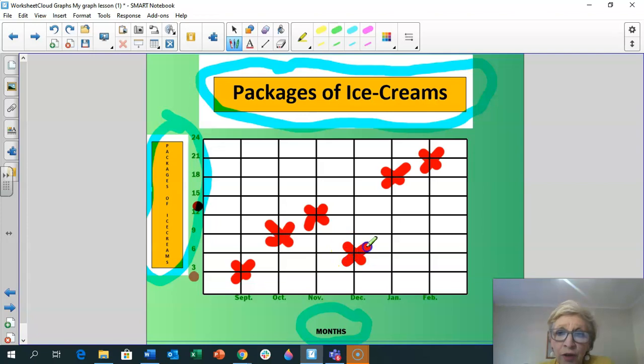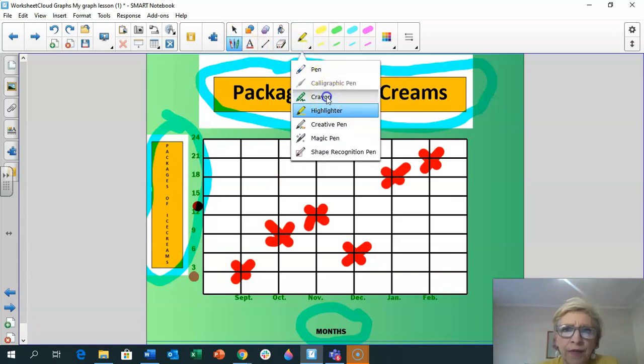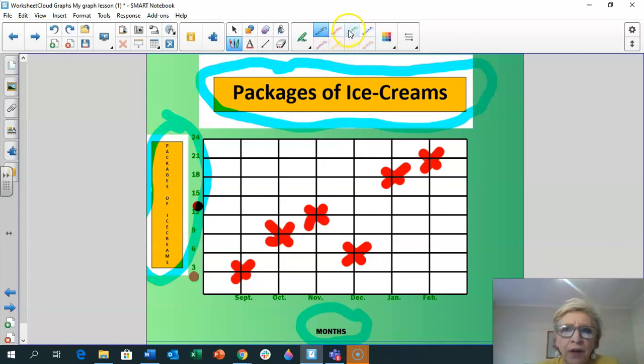Okay, now I've got to do a line to join these up, and I'm just going to use the same red line, but maybe I should make it a little bit skinnier. Let's have a look and see if I can do it with a crayon. Okay, let's do it with the crayon. So we're going to start, and this is the trend. And so on. Okay, so September, then October, November, December, January, and February.